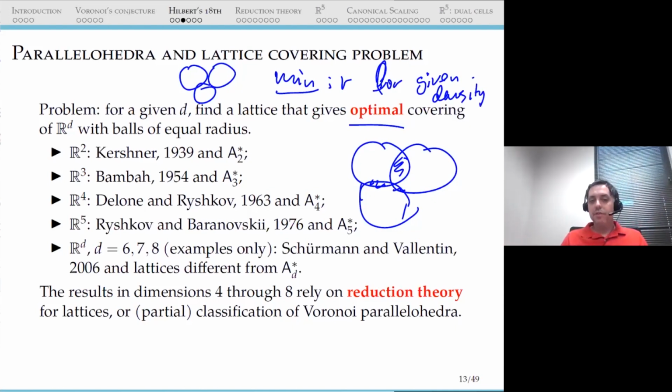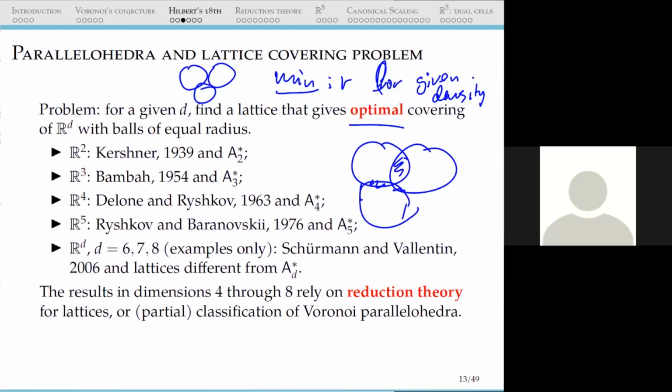And this problem is solved in small dimensions, right? So it is solved completely in dimensions from 2 to 5. And in all these cases, the lattices are dual to lattice AD. In dimensions 6, 7, and 8, there are examples only of best known covering. So these are not complete proofs, right? And those are lattices that are different. So actually, those lattices give better covering than the lattice dual to AD. And these results are obtained by Schurman and Valentin. So in 5-dimensional case by Ryzhkov and Baranovsky, in 4-dimensional case by Delaunay and Ryzhkov, in 3-dimensional case by Bamba, and in 2-dimensional case by Kirchner.